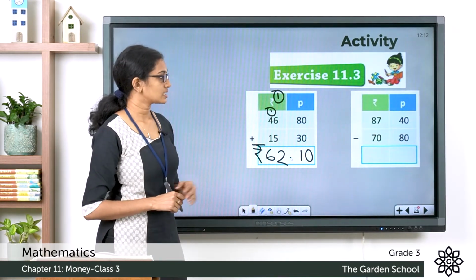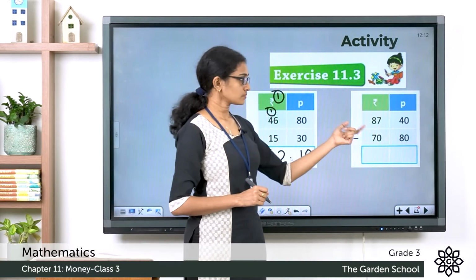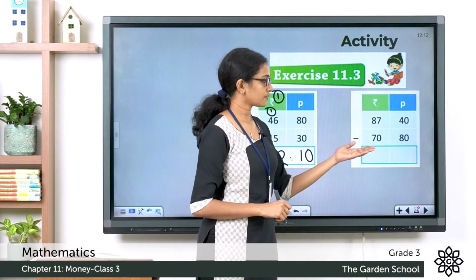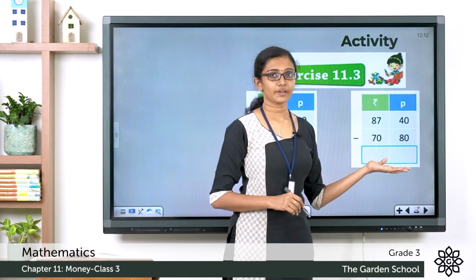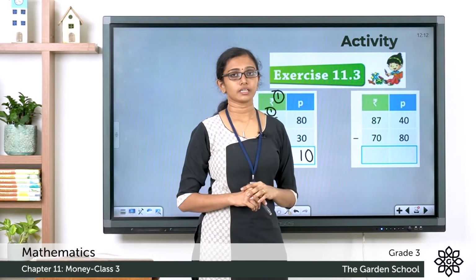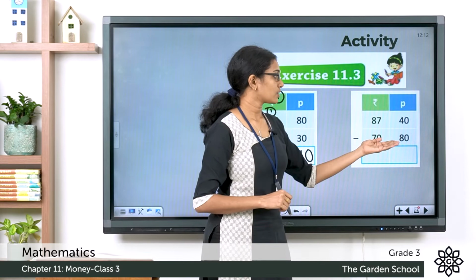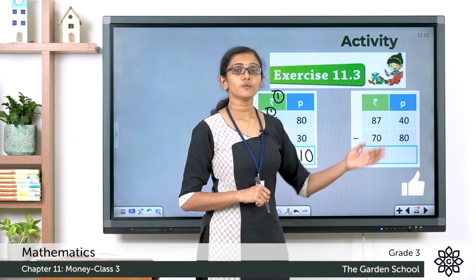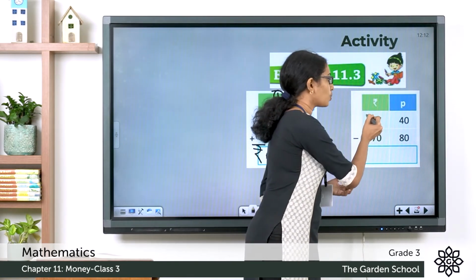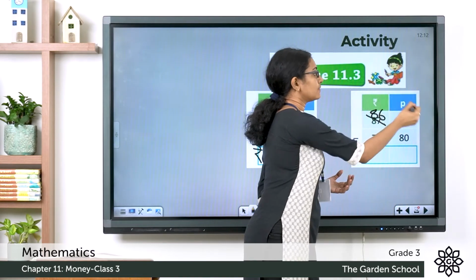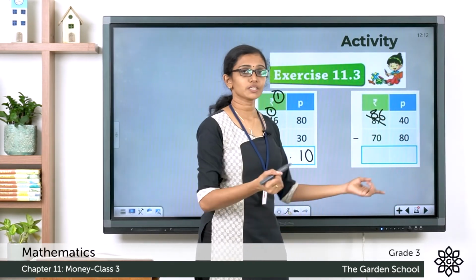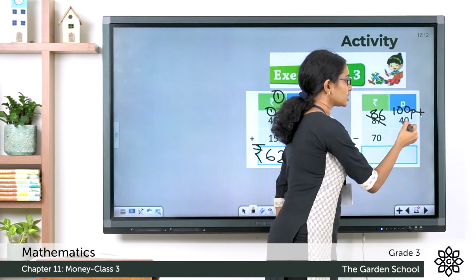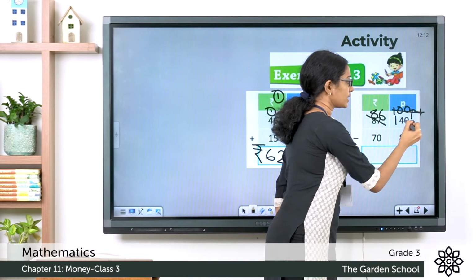Now the next question, this is question 2D, and here we have to subtract 70 rupee 80 paise from 87 rupee 40 paise. So starting with the paise column, here we have 40 paise minus 80 paise. We cannot subtract or take away 80 paise from 40 paise. So what do we do? So we have to borrow from the rupee column. So borrowing 1 rupee from the rupee column and giving it to the paise column, here it becomes 100 paise plus 40 paise. So this becomes a total of 140 paise.